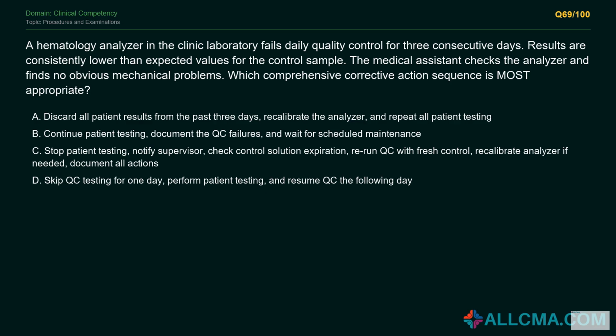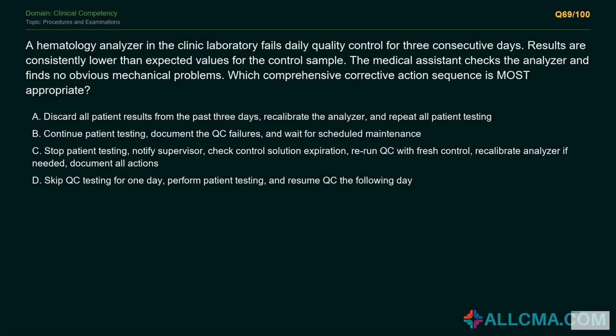Question 69. A hematology analyzer in the clinic laboratory fails daily quality control for 3 consecutive days. Results are consistently lower than expected values for the control sample. The medical assistant checks the analyzer and finds no obvious mechanical problems. Which comprehensive corrective action sequence is most appropriate?